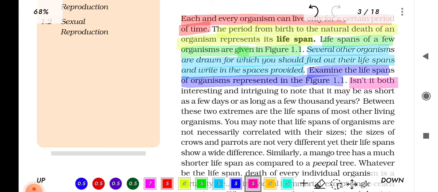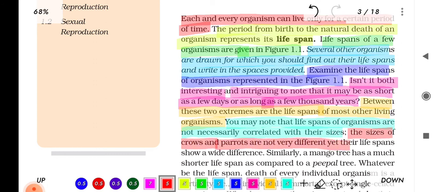Is it not both interesting and intriguing to note that it may be as short as a few days or as long as a few thousand years? Between these two extremes are the lifespans of most other living organisms. You may note that lifespans of organisms are not necessarily correlated with their sizes. The sizes of crows and parrots are not very different, yet their lifespans show wide differences. Similarly, a mango tree has a much shorter lifespan as compared to a peepal tree.